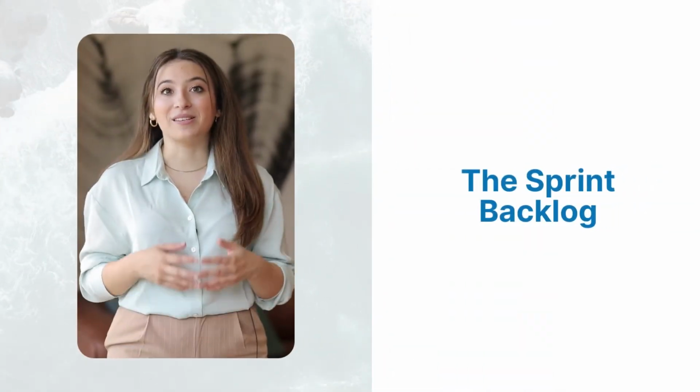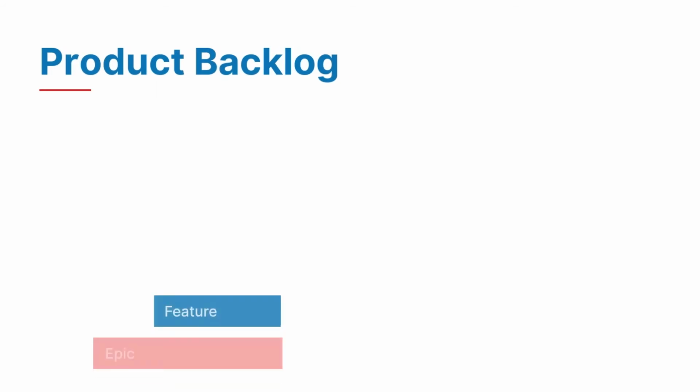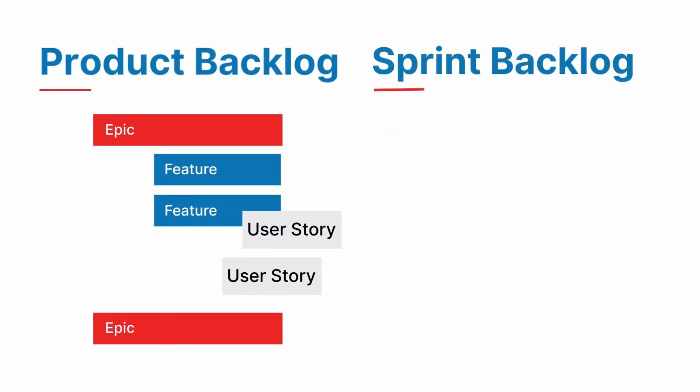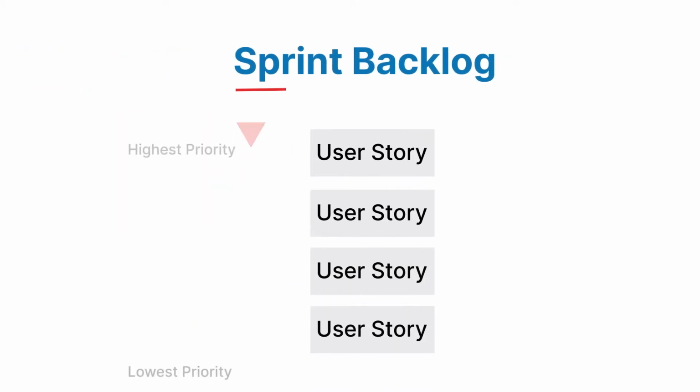A sprint backlog is a subset of items derived from the product backlog, usually selected from the highest priority items that an agile team has committed to complete during a duration of time called a sprint.